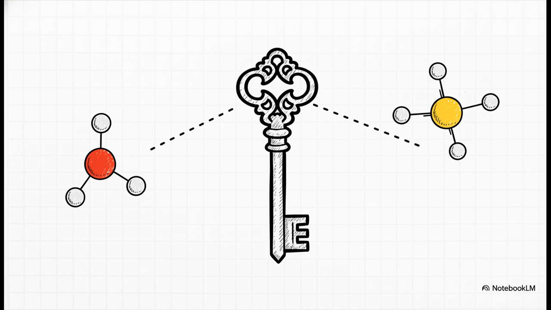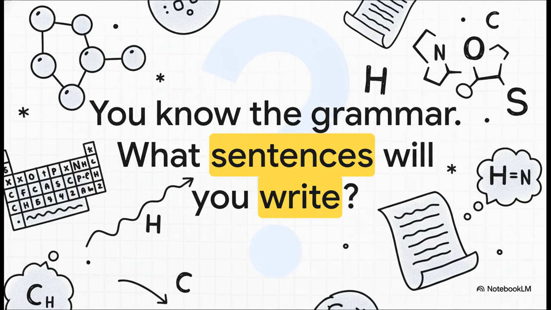And now you have it. We started this by asking if chemical formulas were a secret code. Now you know they're a language. If the elements are the alphabet and the molecules are the words, well, you've just learned the grammar. The only question left is, what sentences will you write?